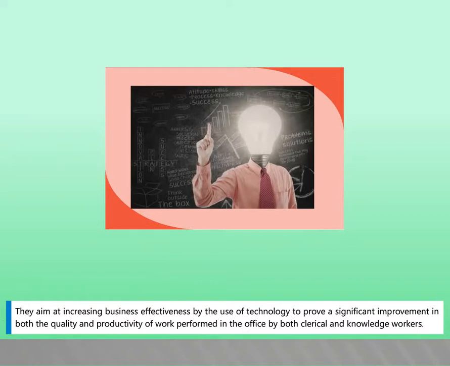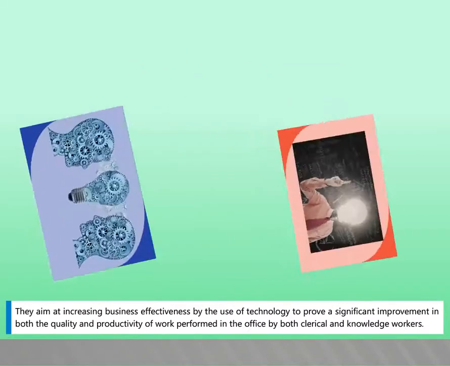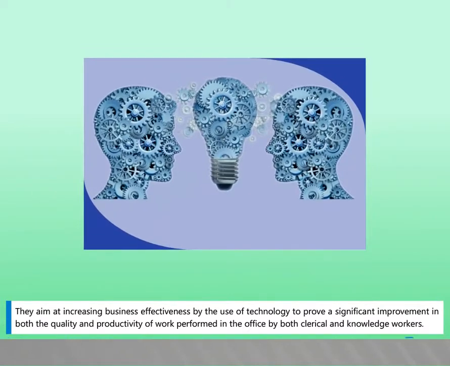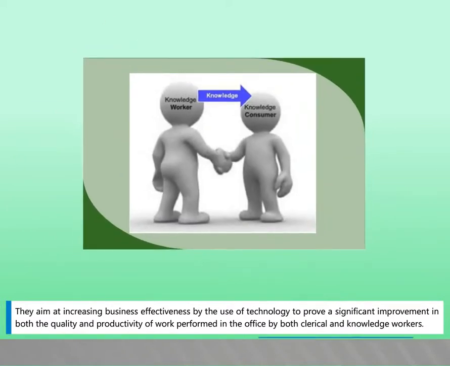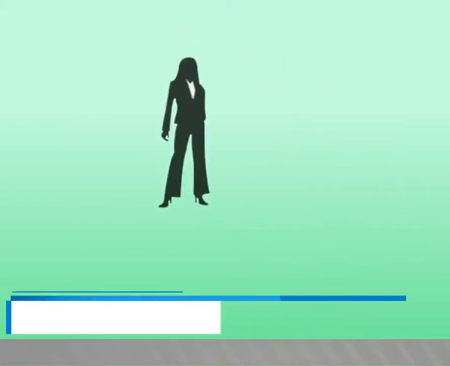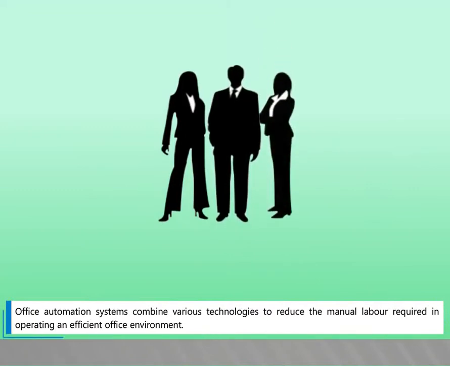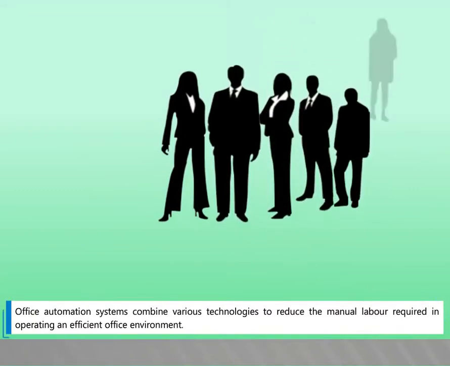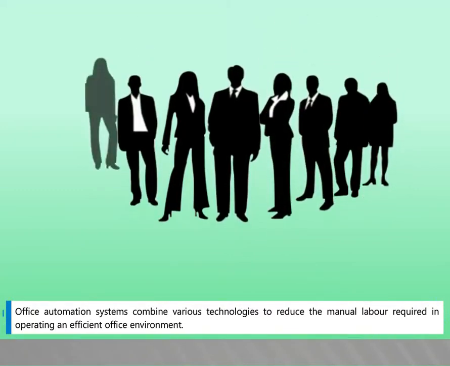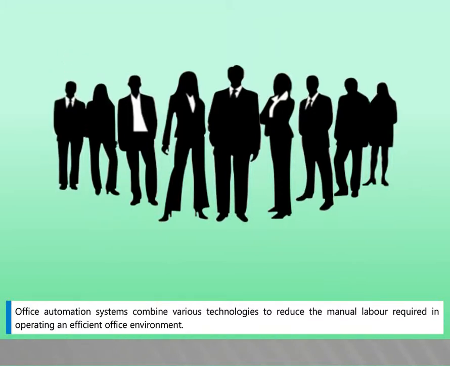They aim at increasing business effectiveness by the use of technology to provide a significant improvement in both the quality and productivity of work performed in the office by both clerical and knowledge workers. Office automation systems combine various technologies to reduce the manual labor required in operating an efficient office environment.